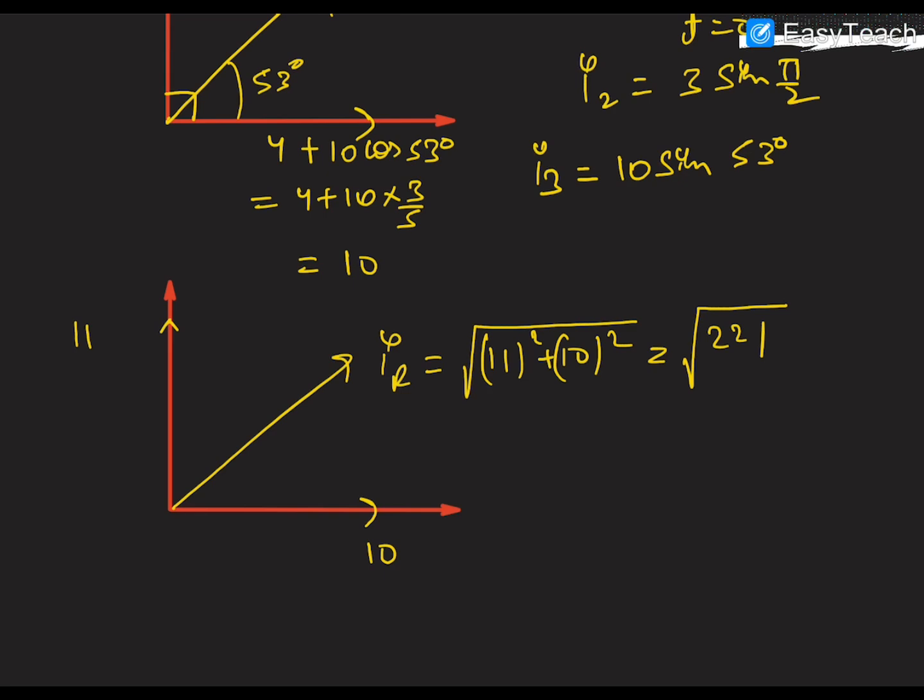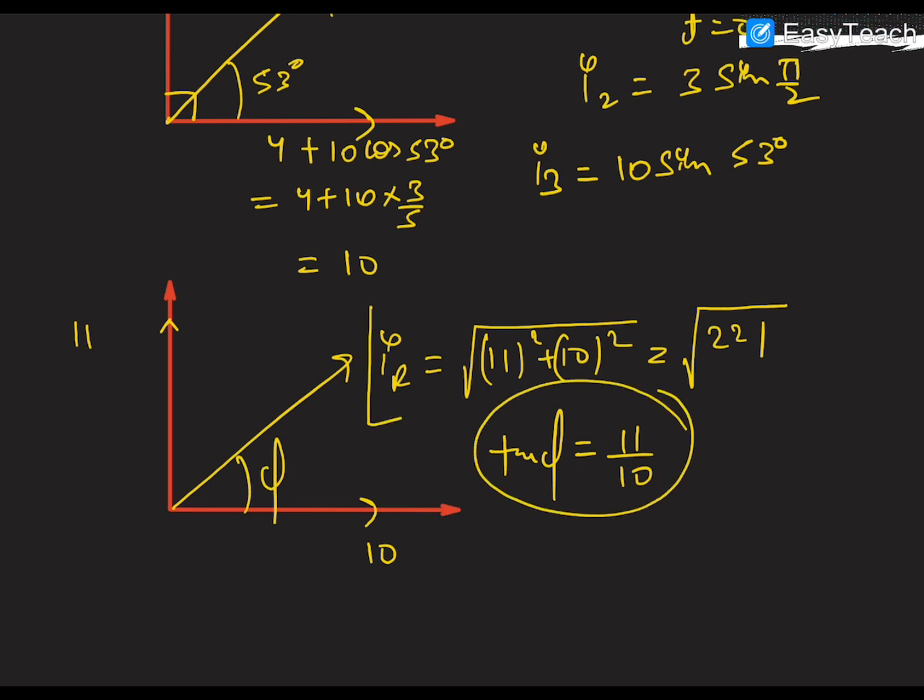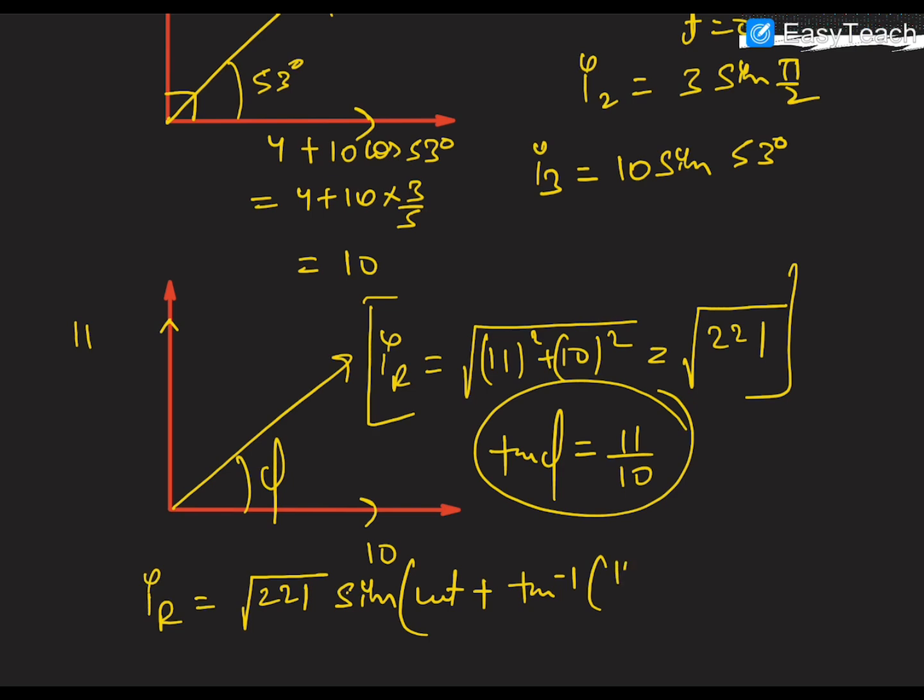11 square is 121 and 10 square is 100, so it is under root of 221. And if this angle is phi, then tan phi will be equal to 11 upon 10. Okay, and the amplitude of the resultant current is under root 221. Now I resultant will be equal to under root of 221 sine, and the omega will be the same, plus the initial phase of this current, which is tan inverse 11 by 10. Okay, this is the resultant current.